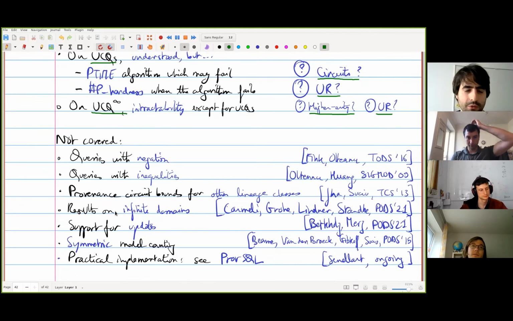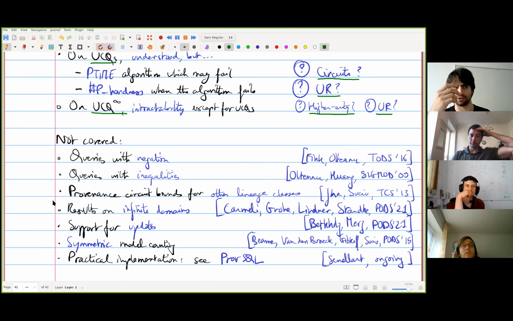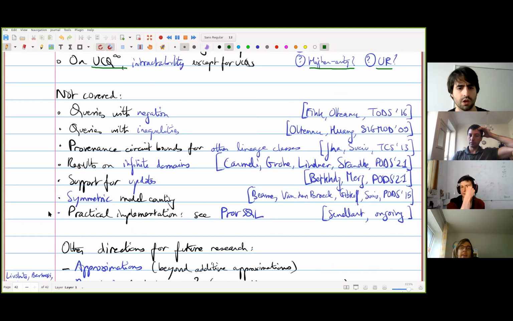There are many other topics about probabilistic query evaluation that I had given up on covering in this talk. So adding negations to queries, adding inequalities to queries, understanding circuits in terms of different tractable formalisms for which there are other results. Symmetric model counting, which is a related topic, and there have been results at last year's PODS about probabilistic instances with infinite domains, or probabilistic instances where you can do efficient updates, which we talked about before. And of course, there's the question of practical implementation, and for this, I think the main effort currently is by my former PhD advisor, Pierre Senellart, called ProvSQL.